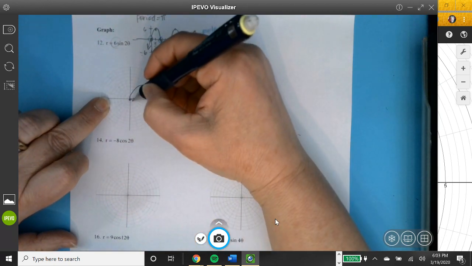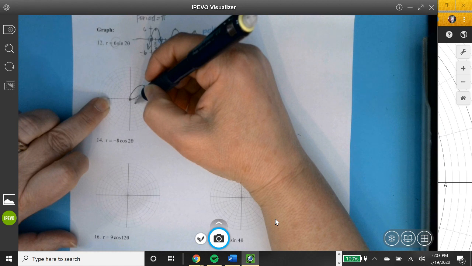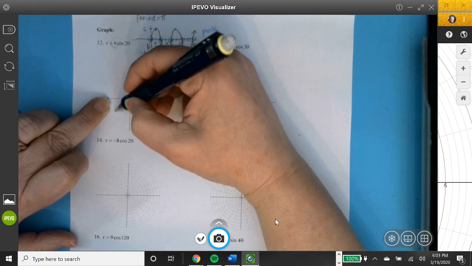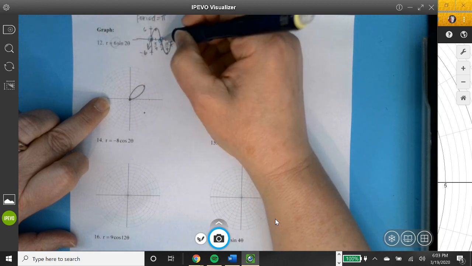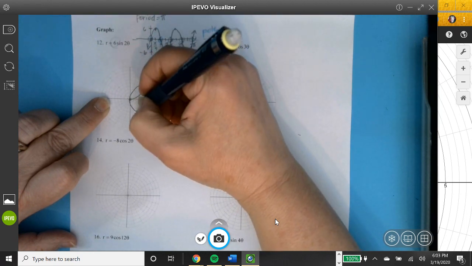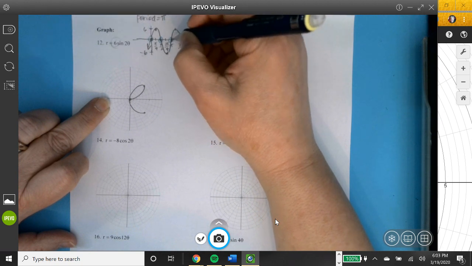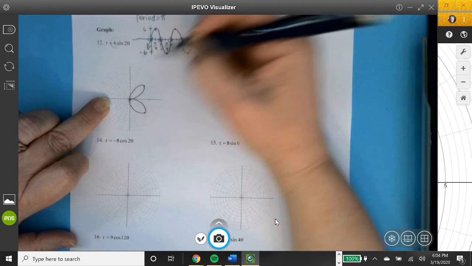1, 2, 3, 4, 5, 6. Okay, so I'm at 6. I'm going to rotate 3 pi over 4. Okay, but I'm passing through the pole. So I'm passing through the pole to the petal length, and then I'm going back to the pole. Here we go, going back to the pole.